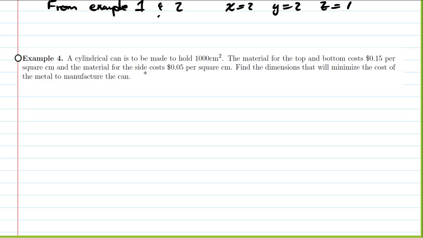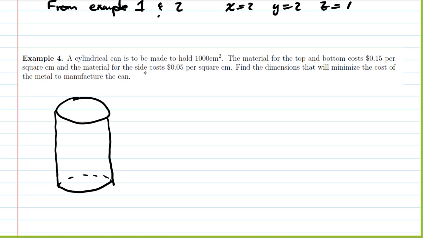All right, so let's start with our cylindrical can. If it's a cylinder, it's going to look something like this. And we want to use a technique similar to what we did in the previous problem. The hint in this is that the top and the bottom cost 15 cents per square centimeter, and the sides cost 5 cents per square centimeter.